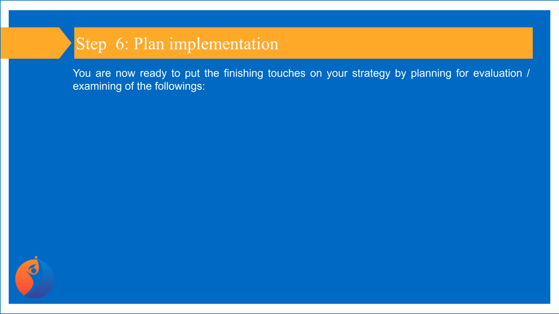You are now ready to put the finishing touches on your strategy by planning for evaluation/examining of the followings. Examining alternate course of action. The following phase in the planning process is to review and thoroughly investigate each alternative plan. Every alternative will be scrutinized, with all of its advantages and disadvantages considered. Alternative plans must be considered in light of the organizational goals.